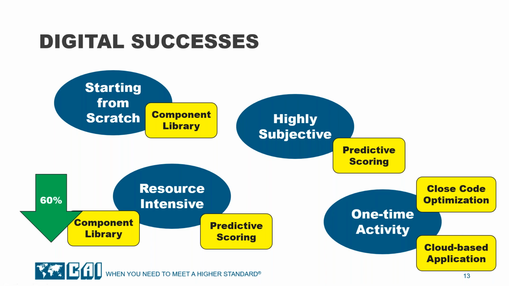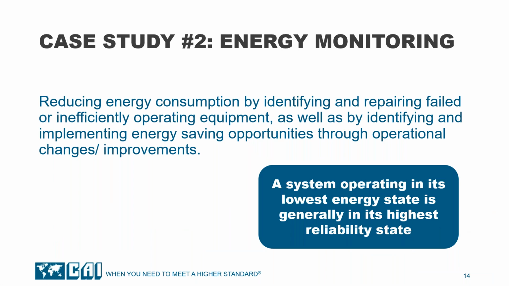Case study number 2, energy monitoring. This one was a really cool case study, one that we were a part of, but it was really between two other organizations. So the intent here was to reduce overall energy consumption by identifying and repairing failed or inefficient operating equipment. Now, as asset management and facilities managers, frequently we need advocates within our company to help us drive improvements. And in this case, we use sustainability.